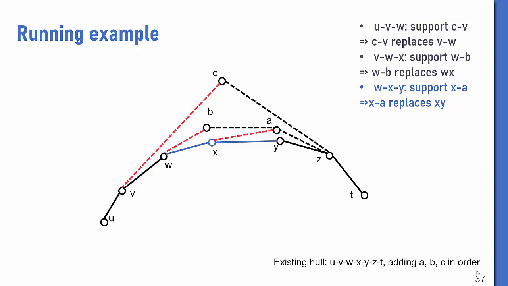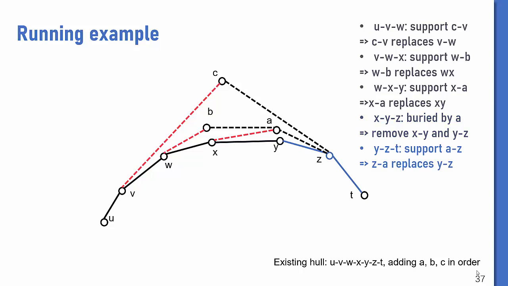The next case is a bit different. XYZ will find the earliest visible point as A, but it is visible from both XY and YZ. So this is a bury case. XY and YZ will be buried by A. Finally, YZT finds A as the earliest visible point, so ZA will finally replace YZ. So after this round, we will have all the new edges added and some old edges removed, so the current hull will look like this.